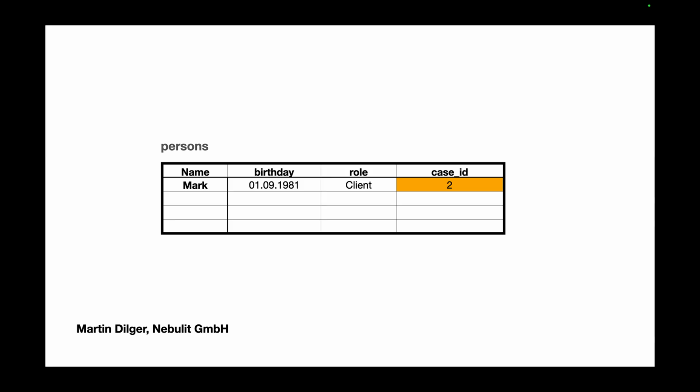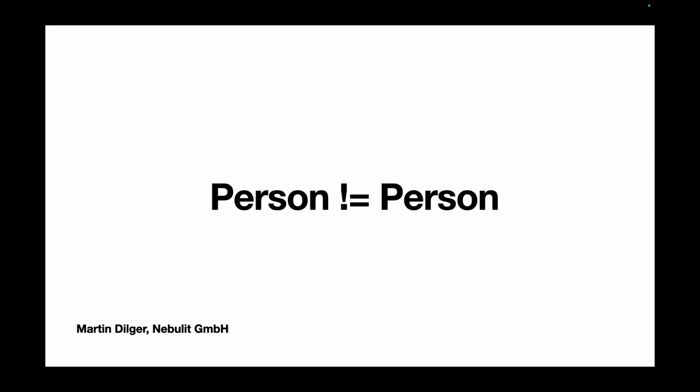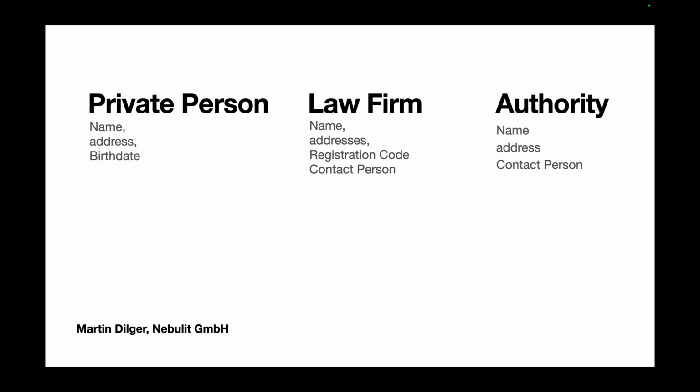So we start with a simple use case, we add a few persons here, all very simple. But then we realize a person is not a person. Wait a second, what does that mean? Well, looking at the persons, we see the different types have very different attributes. Private persons have a name, have an address, have a birth date. But a law firm has name, several addresses, a registration code, but no birth date. And then we have authorities, which have a name and an address and maybe a contact person. So all these persons, they are very, very different.